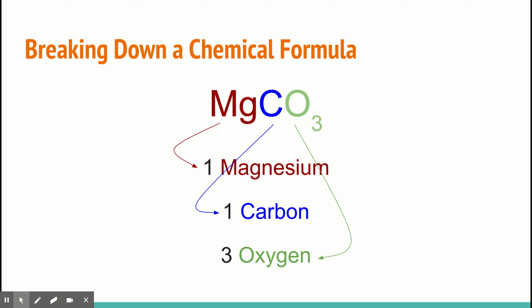Here we have magnesium carbonate. So let's break down this chemical formula. We have magnesium, and there isn't a subscript next to magnesium, so we know that there's one atom of magnesium in magnesium carbonate. And we can look at carbon and see that there isn't a subscript next to carbon. So we know that there's one atom of carbon, but next to oxygen, there's a subscript of 3. So that means that there are 3 atoms of oxygen in magnesium carbonate.